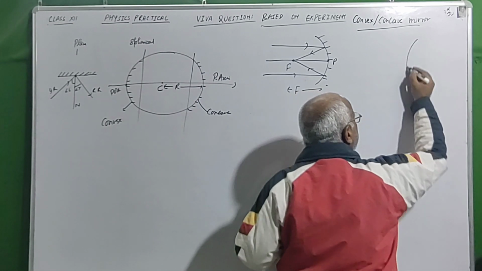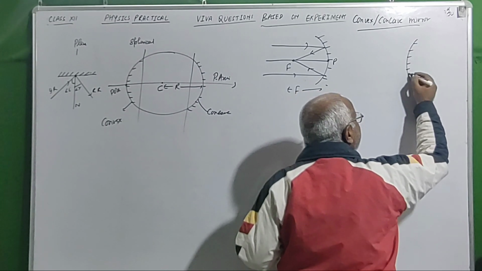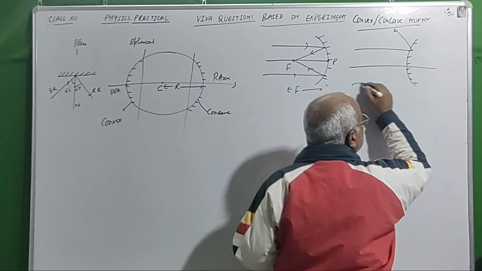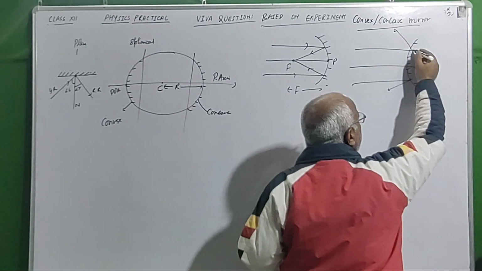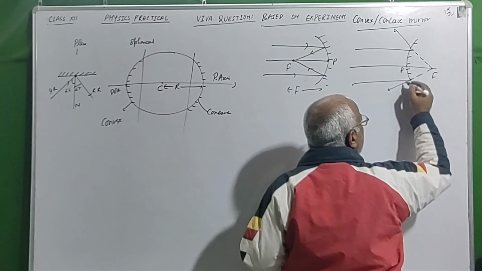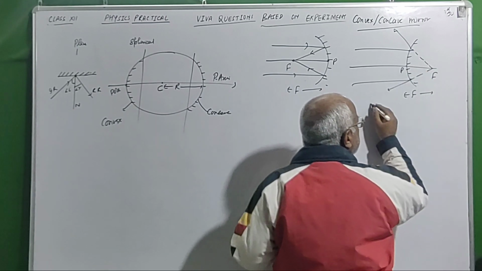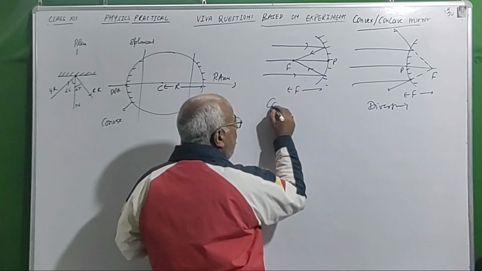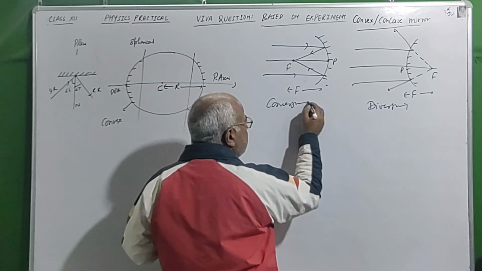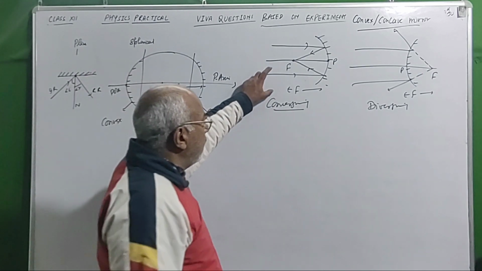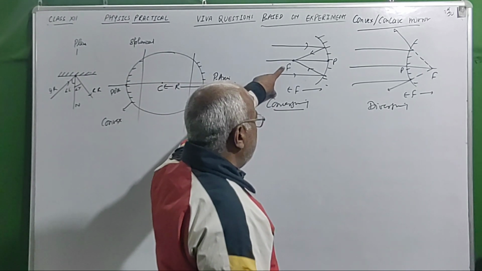While a convex mirror spreads out the light, right? It spreads out the light. So this is the principal focus, this is the pole, and this is the focal length. So it is called a diverging mirror. And the converging mirror forms a real image.